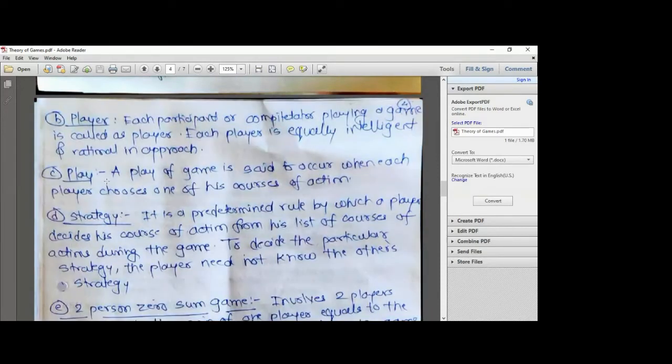What is a play? A play of a game is said to occur when each player chooses one of his courses of action. For a particular game, there can be a number of plays. Plays are nothing but the steps, right? So when we say a play has happened, a play of a game is said to occur when each player chooses one of his courses of action, and there can be several plays in a particular game.